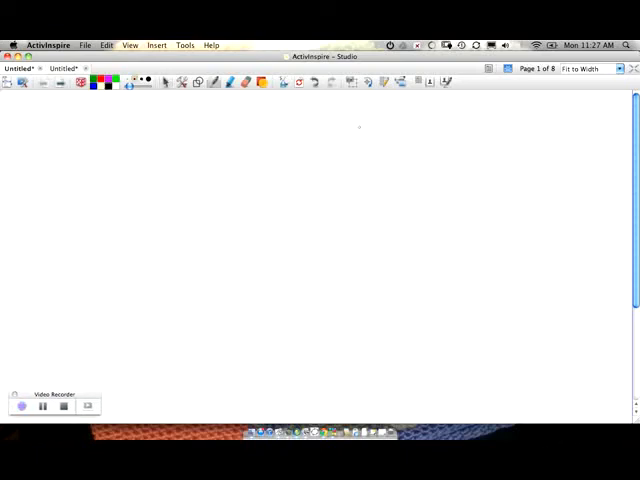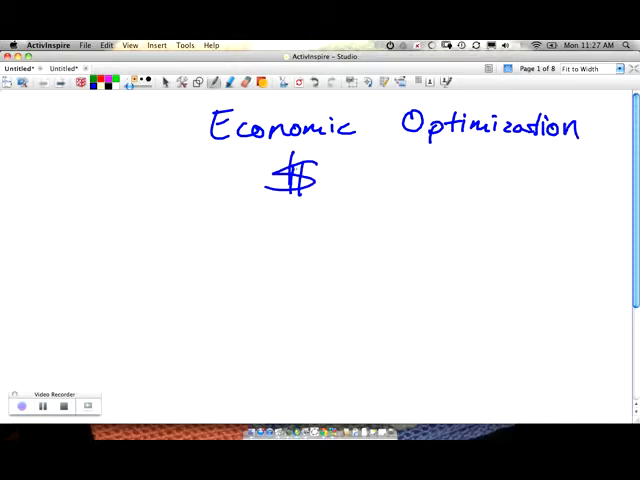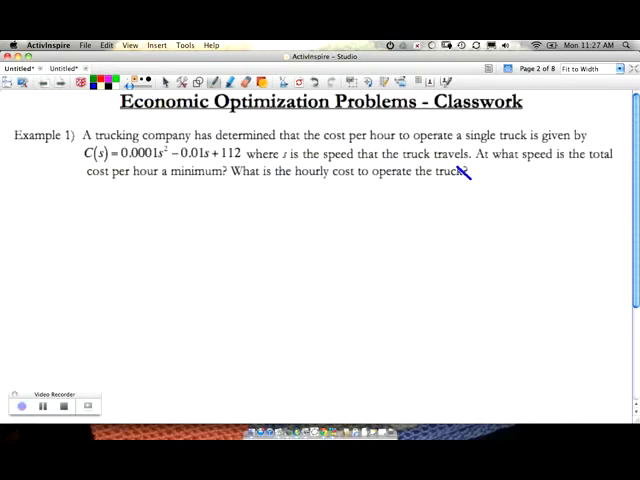All right, calculus, we're going to be looking at economic optimization. So what's the difference between economics and just optimization in general? Hopefully you can guess this much, but the big idea is money. Money, money, money. All right, let's get started.